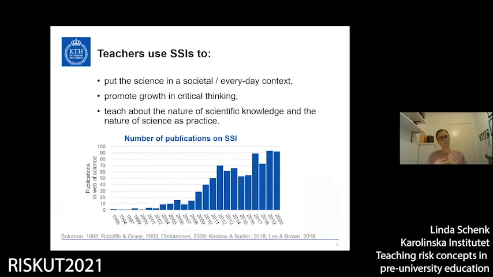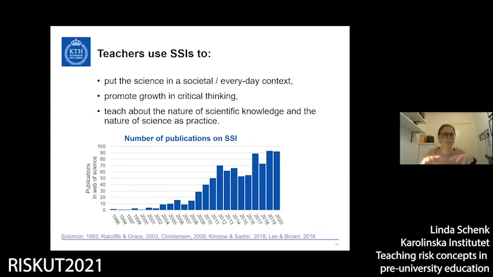So teachers use socio-scientific issues to put the science in a societal or everyday context and make it relevant for the students. It has been shown that teaching with SSIs can promote growth in critical thinking skills. And it's also useful to teach about the nature of scientific knowledge and the nature of science as practice.